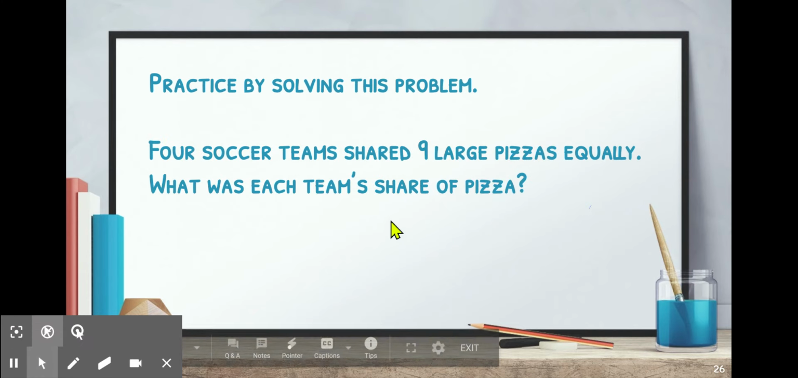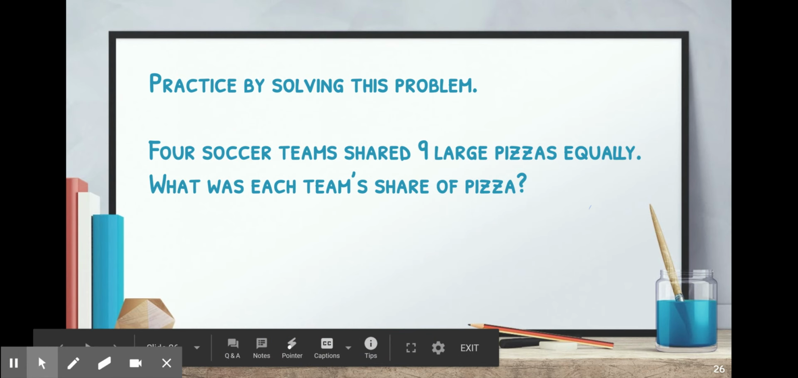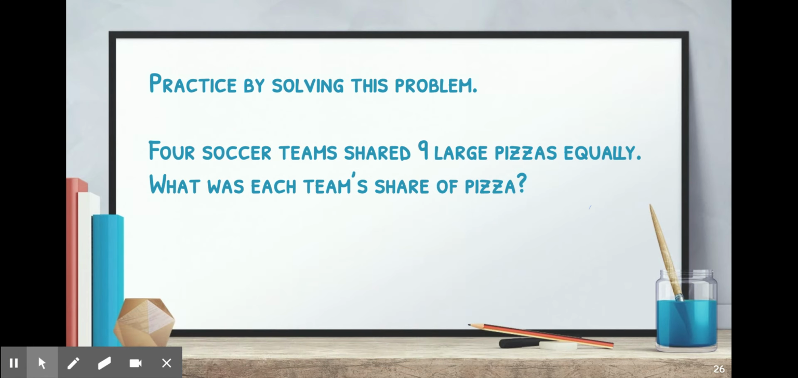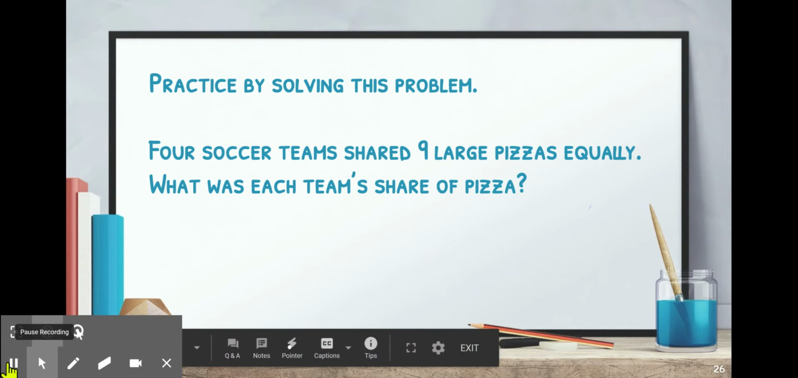Let's try another practice. In this problem, 4 soccer teams shared 9 pizzas equally. What was each team's share of the pizza? Remember to pause and do your work and then check.